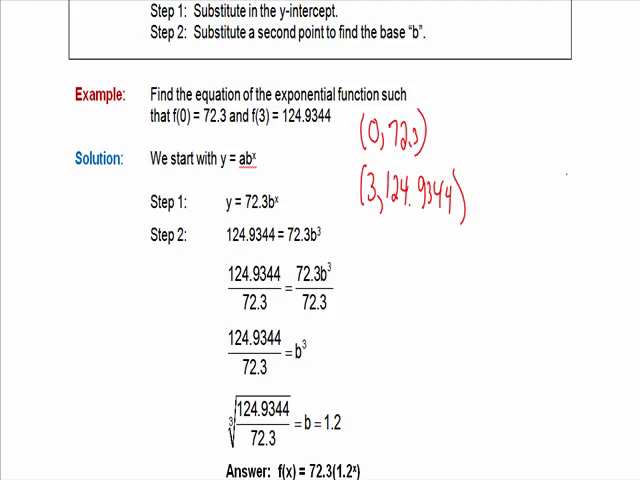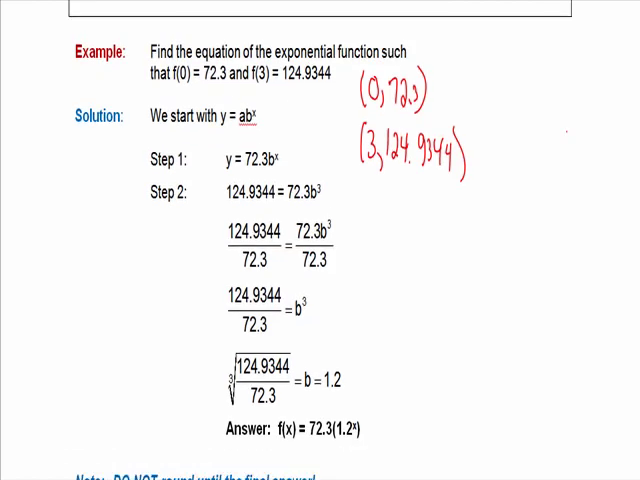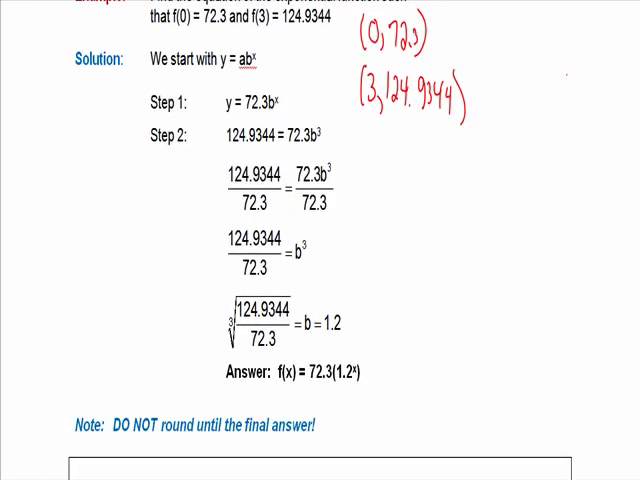And now to solve this, I divide both sides by 72.3, and that gives me b cubed is 124.9344 divided by 72.3. Now, to solve this, I take the cube root.